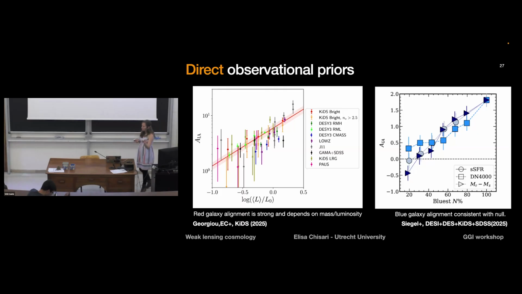Might be something weird going on at very low mass for the satellites, but okay, I'm going to avoid that discussion for now. And so those are the red galaxies.